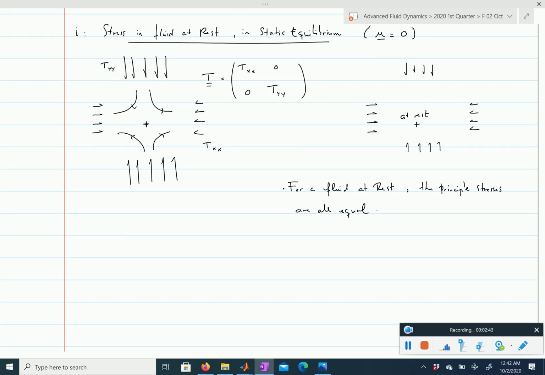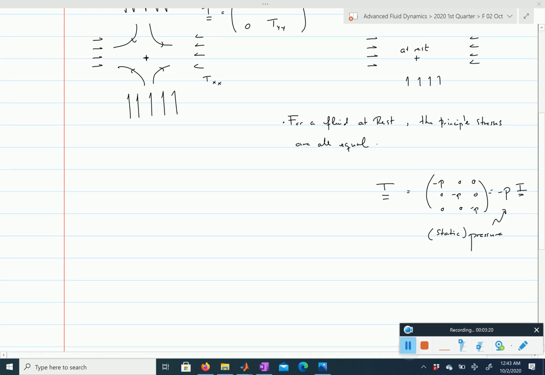So that means that not only is our matrix diagonal, but our matrix really is just the identity matrix. So it's a diagonal matrix with all of the diagonal terms equal to the same value. And now what is this value? This is precisely what we call the pressure, or in that case the static pressure. Right? So our stress tensor will be equal to this matrix here, which we can also write as minus P times the identity, P here being the pressure.